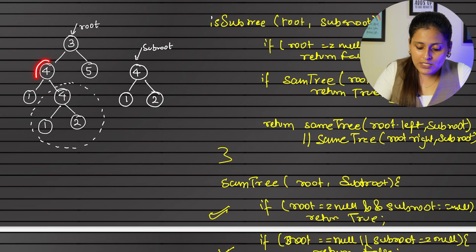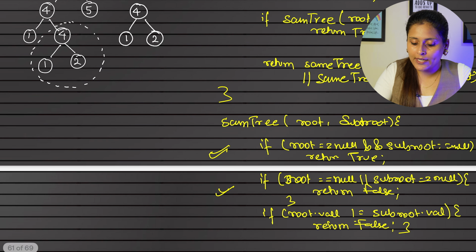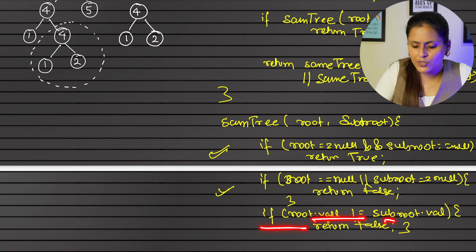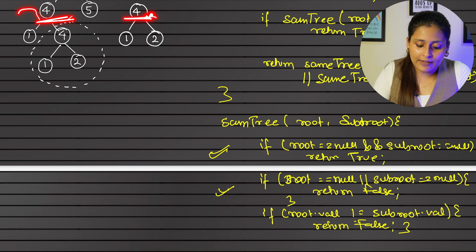So now this will be root and this will be subroot, correct? So we will check, are these null? Where will we check? In the same tree. So it will say no, these are not null. Now this second if case will check, is any one of it null? No, it's not null. Now we'll check, do their values not match? No, their values match. Now it's time to go towards the left child and the right child to check.